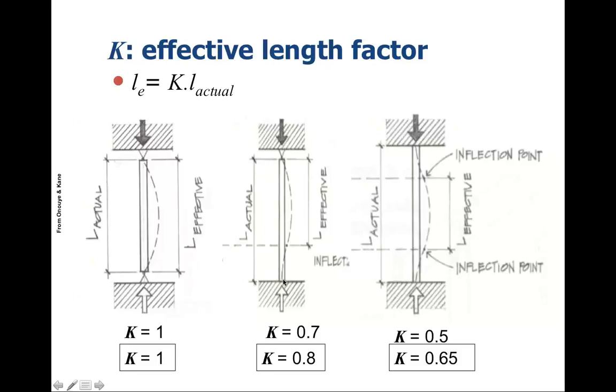This is another scenario here where it's fixed at the bottom, so it can't rotate very easily at that point, but it can rotate as a pin connection at the top. So in this case, we have a shorter effective length. K is equal to 0.7 in this case. And then what about the case where it's fixed at the top and the bottom? And here we have K equal to 0.5 for that.